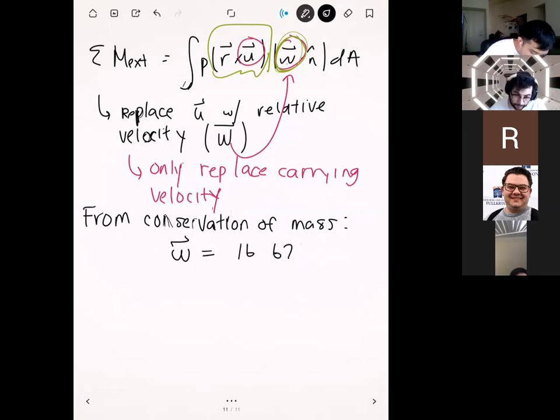Our conservation of mass expression is not going to change. We're still going to have the same amount of inflow. But when we solve our conservation of mass expression for a moving control volume problem, what we get is the relative velocity, W. Our W vector in this case is going to be 16.67 meters per second. And that's what we solve for in part A.